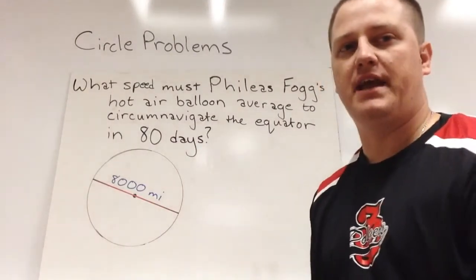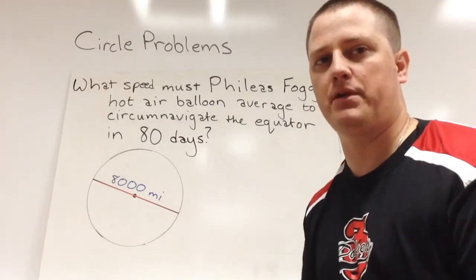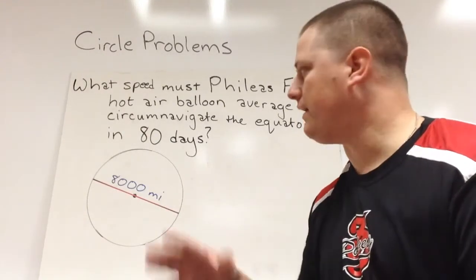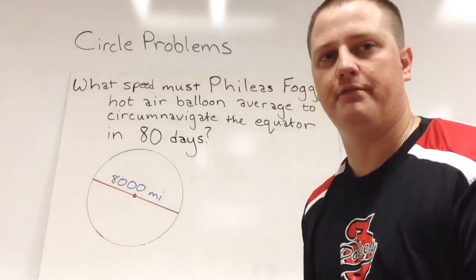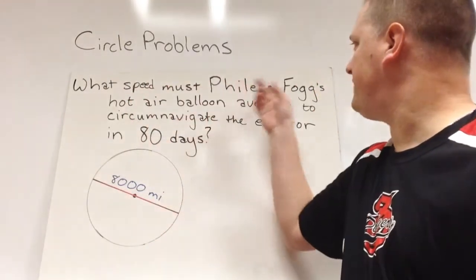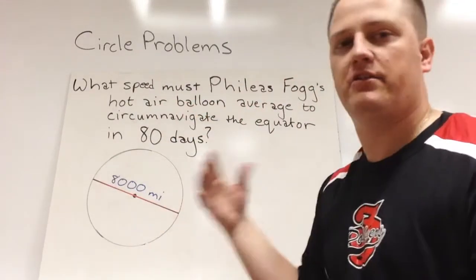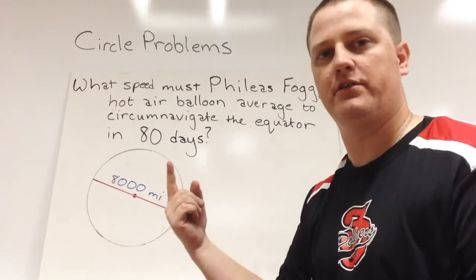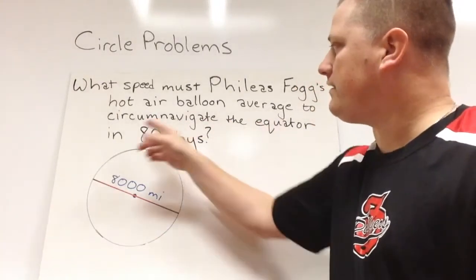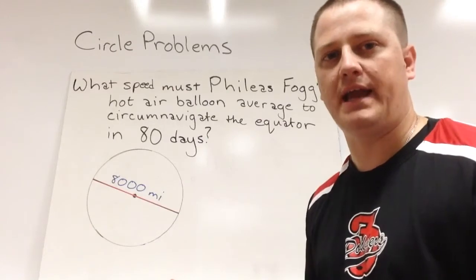So what I've done is I've taken a basic problem from our book, an example, and kind of written it out, and I'm going to take you through how we would solve this and figure out what's going on. So here's the problem. What speed must Phileas Fogg's hot air balloon average to circumnavigate, circumnavigate means to go around the circle, the equator in 80 days? So we've all heard about around the world in 80 days.